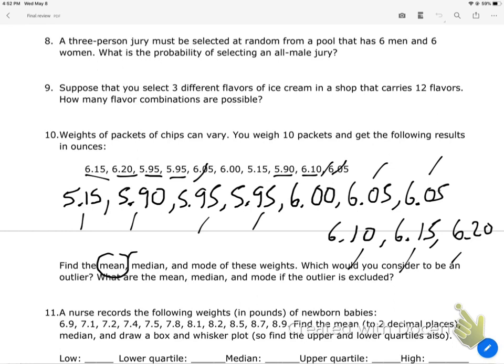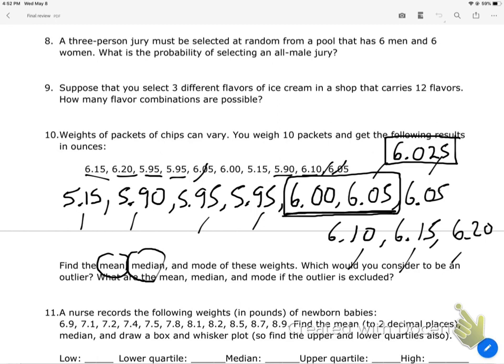Now, the median is just you looking for the middle number. Because there's 10 numbers, I've actually got to look at the 5th and the 6th number. So 1, 2, 3, 4. These are the middle 2 numbers. If I add those two together, I'll get 12.05. If I divide by 2, I'll get 6.025. So that is the median, because I didn't have an exact middle number. I had to take the middle 2 and average them out. Add them together, divide by 2. That is the median.